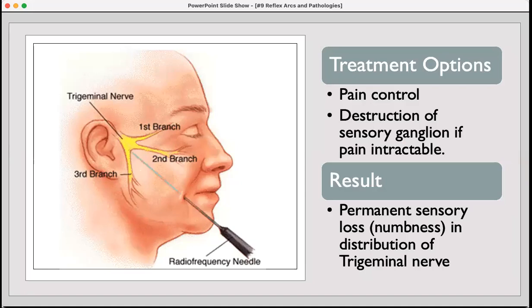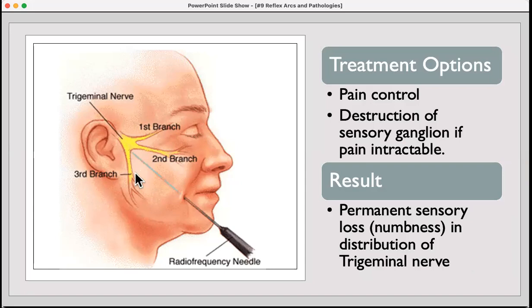The possibilities for treatment, besides numerous things, medications, steroids, multiple things to treat it. If none of those work, they can actually destroy the ganglia. This is more of a last-ditch effort, because if they destroy this ganglia, they may get permanent numbness, which is very distracting to have, permanent numbness of the face.